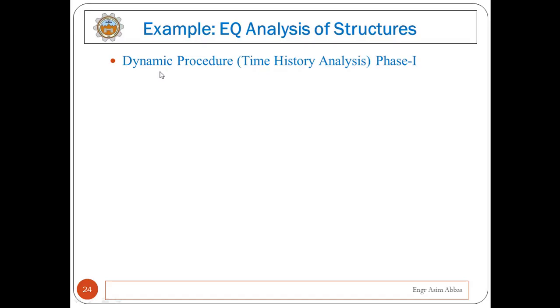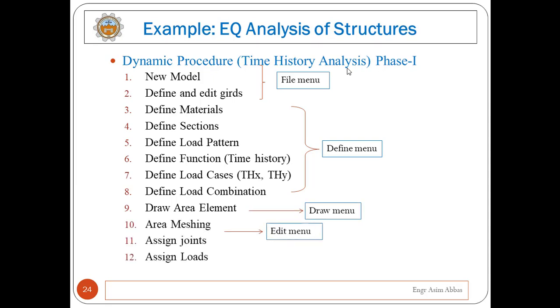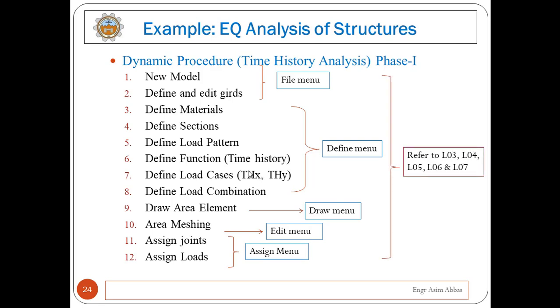Now I will discuss an example on earthquake analysis of a structure using the dynamic procedure. First of all, I will discuss time history analysis. In phase 1, again the following steps are involved. All the other steps are the same, as I have discussed many times in the previous lectures. So in today's class I will discuss the additional steps, which define the function for the time history, and I have to define the load cases for the given time history along X and Y direction. For the rest of the steps, kindly refer to lecture numbers 3, 4, 5, 6 and 7.